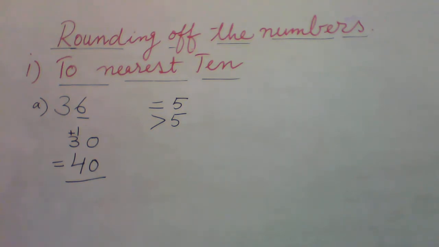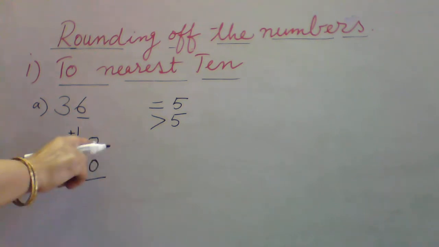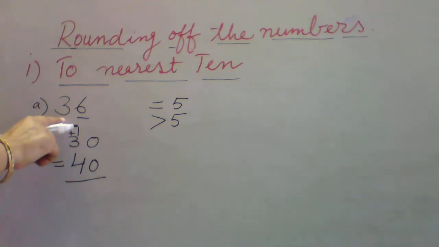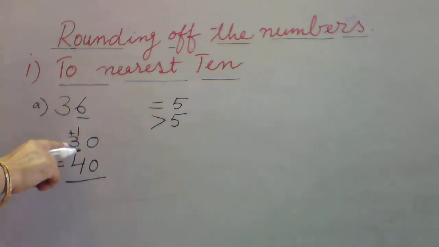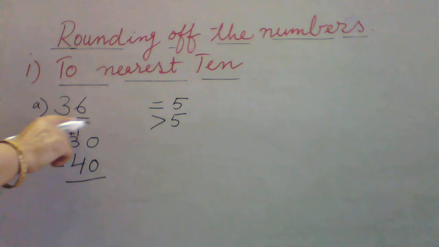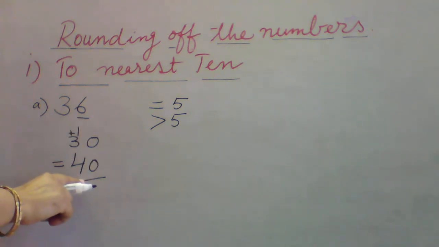Right? So what is the rule? To round off a number to nearest 10, we will check the unit digit. If the unit digit is equal to 5 or greater than 5, we will write 0 in place of the unit digit and we will add 1 to the next digit. So the next digit will increase by 1 and 36 will become equal to 40.